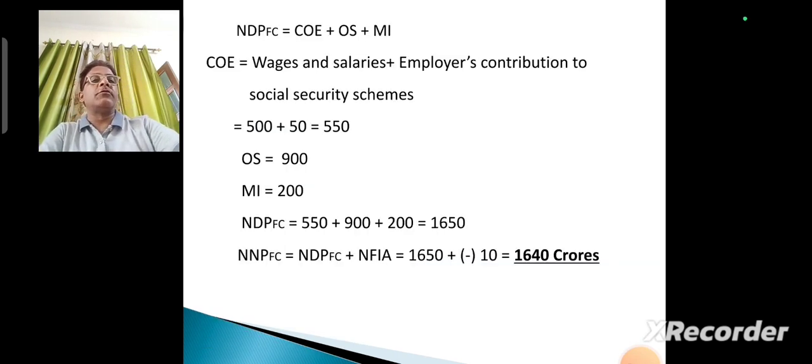Let us see how the calculation has been done. NDPFC equals COE plus OS plus MI. Wages and salaries, the same thing you can see: employer contribution and wages both have been added. Operating surplus is 900 and MI is 200. NDPFC is 550 plus 900 plus 200, that's 1650. And NFYA when added, because it is negative, so 10 is subtracted, it's 1640 crores.